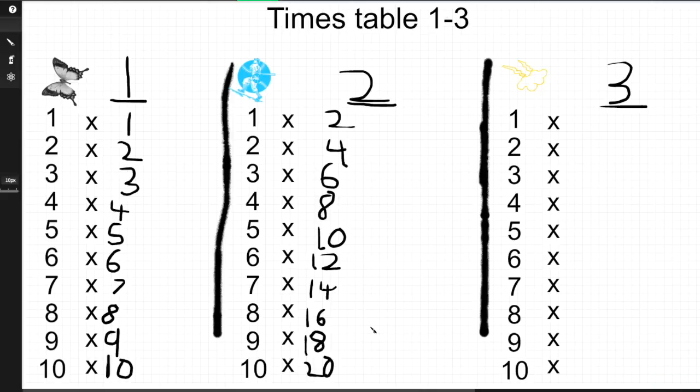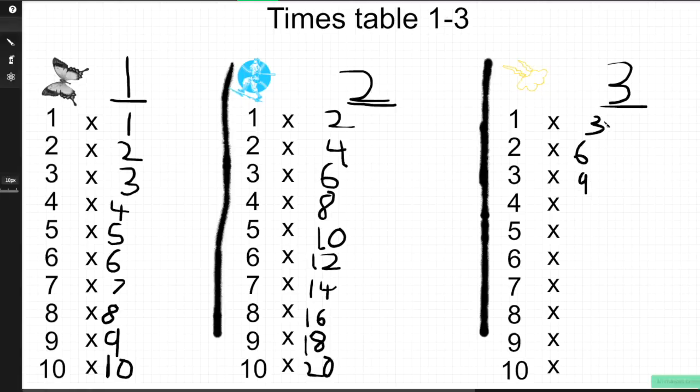Okay, so that's our 2 times table, and I think we're ready to move on to the 3 times table, which is not that difficult. Instead of doubling it, you can just multiply it by 3. It's not really that hard. So again, 1 times 3 is 3, 2 times 3 is 6, 3 times 3 is 9.